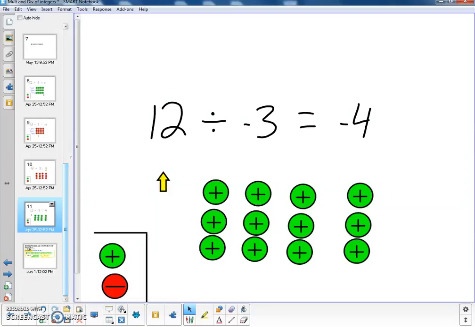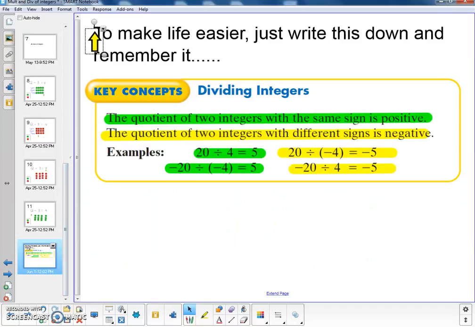So when you go back to some rules, which is what a lot of you guys like anyway, it again comes down to this, just like with multiplication. Write it down and remember it. When dividing, the quotient of 2 integers with the same sign is positive. Positive divided by positive is positive. Negative divided by negative is also positive. The same sign division, the quotient is positive.